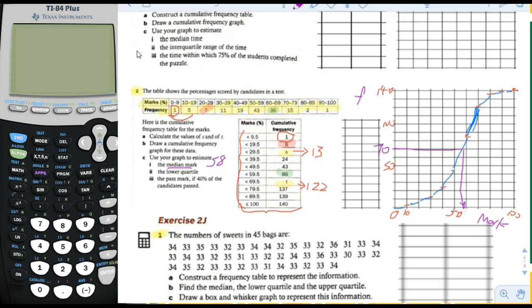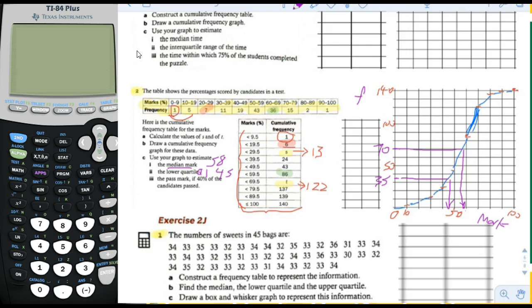Then we find the lower quartile. The lower quartile would be 70 divided by 2, it would be about 35. It would be 140 divided by 4, right? That would be about, what would that be about? 45. So I would say that the lower quartile, which is Q1, is about 45.